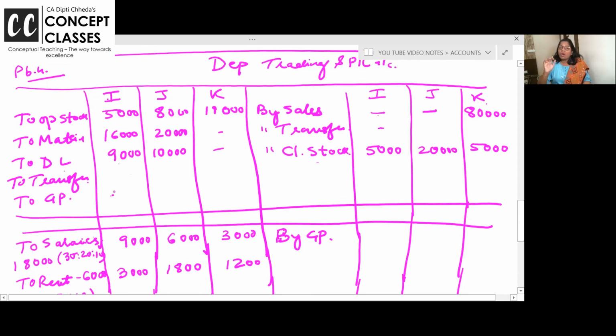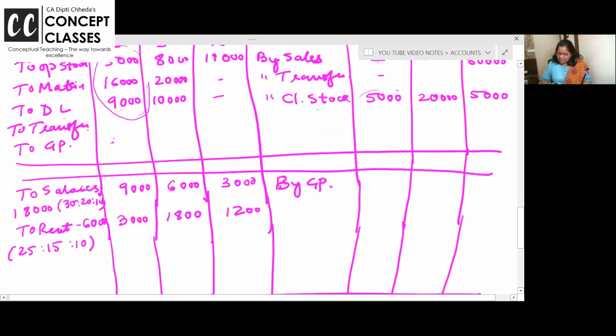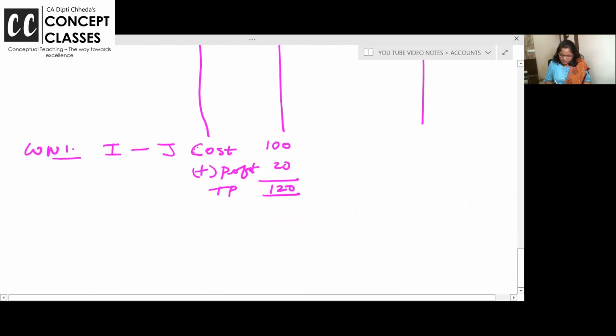But do I know the cost of I department? Opening stock plus material plus labor minus closing stock. Will this become the cost? Opening stock plus material consumed plus labor minus the closing stock. Will this become the correct cost? Answer is yes. Check. So what is the cost for I department? Opening stock. How much is opening stock? 5,000.